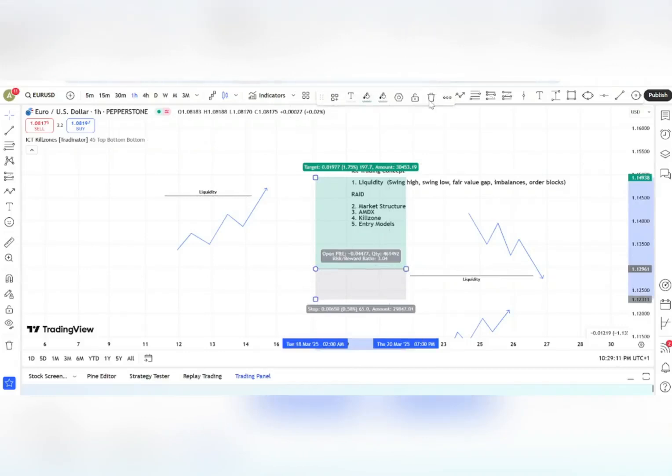So the market moves from liquidity to liquidity. My stop loss is a liquidity point, and my entry is a liquidity point, because my money is at stake and price can move to that point.